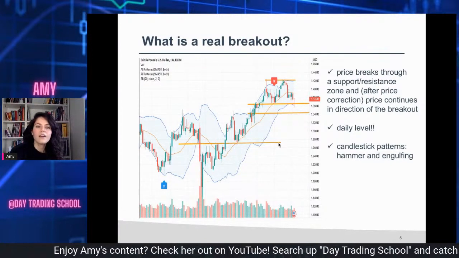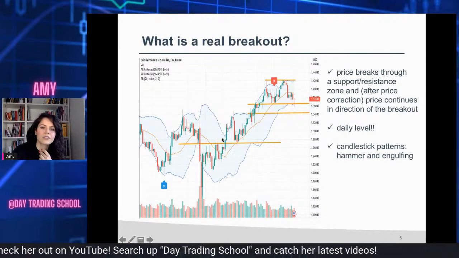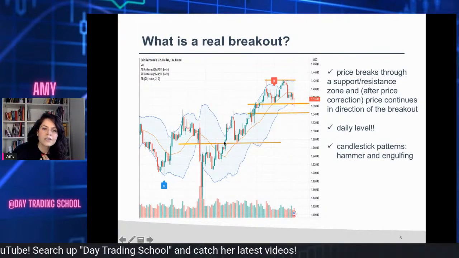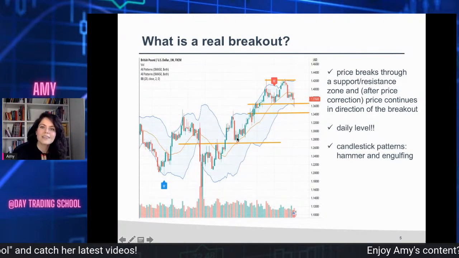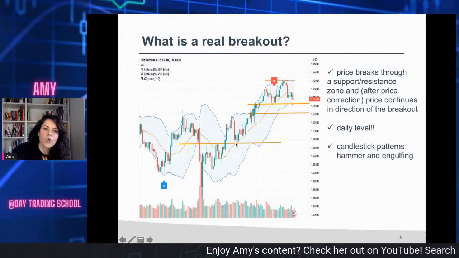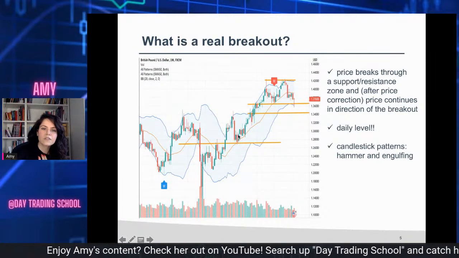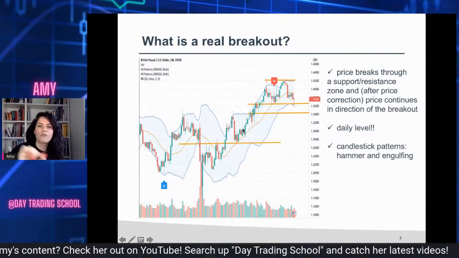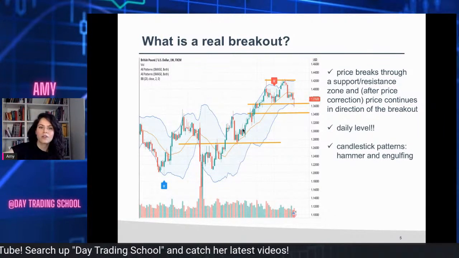Another thing is increasing or decreasing volume, but I have already mentioned it. So it gets broken, right? And then there is a second attempt, and then price basically stops at this key level once again. It doesn't violate it, and then price basically continues in the direction of the breakout. This would be a real breakout.